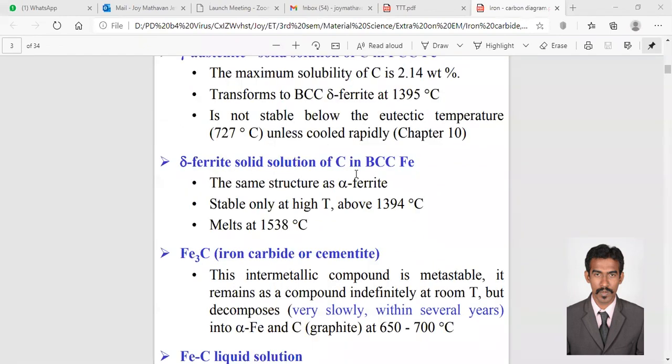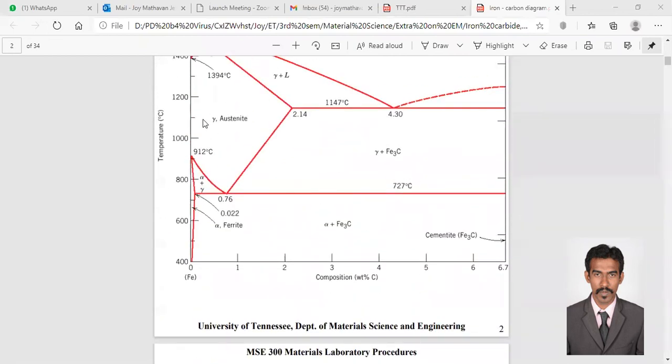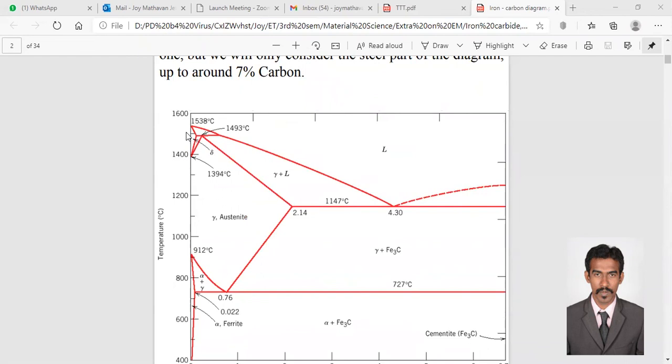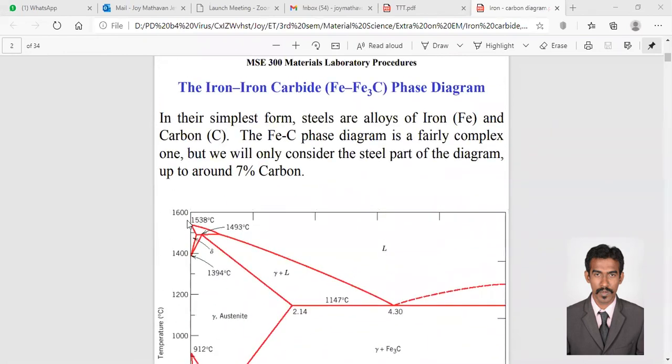Delta ferrite is a solid solution of C in BCC Fe. So again, here BCC, here FCC, again here BCC, the same structure as alpha ferrite. So alpha ferrite and delta ferrite have the same BCC structure. It is stable only at high temperature above 1394, right? And it melts at 1538. So you see here at 1538, it will melt and form liquid.